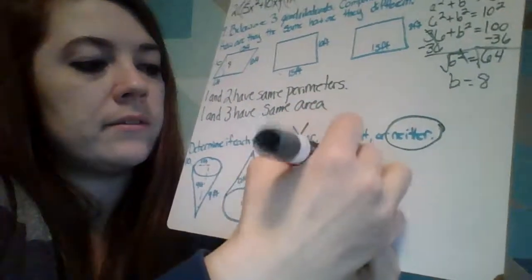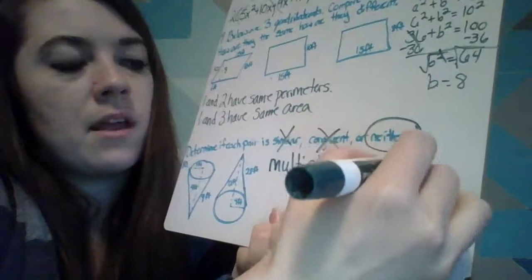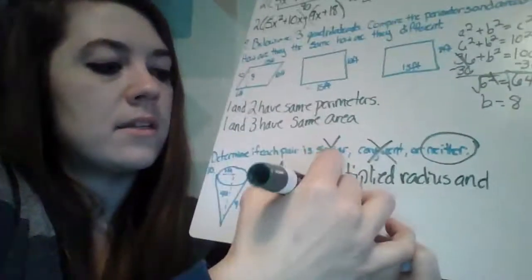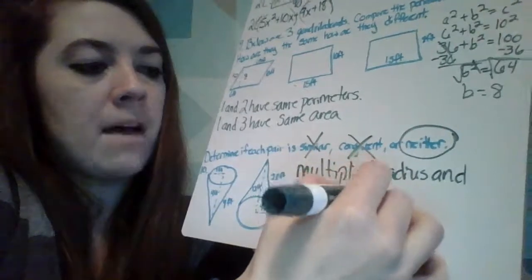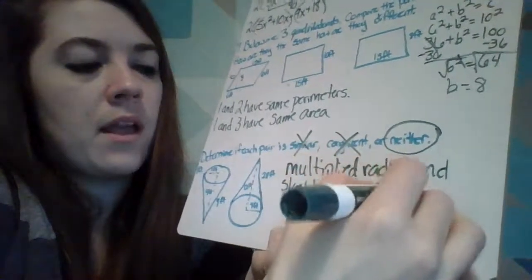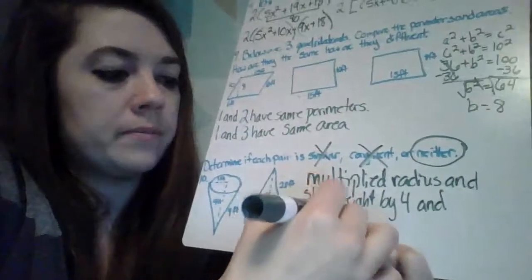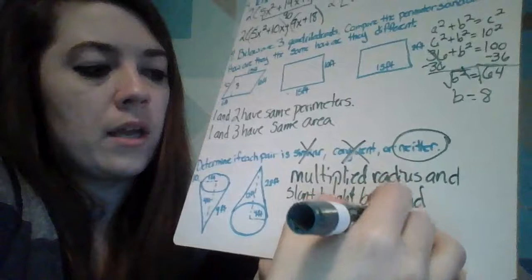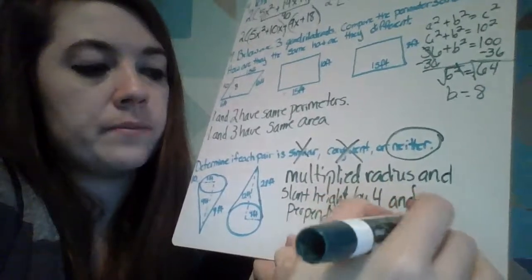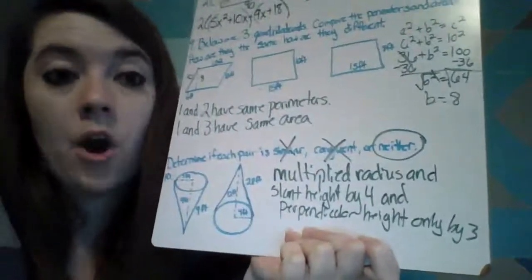Multiplied radius and slant height by 4 and perpendicular height only by 3. Which means they can't be similar and they definitely are not congruent.